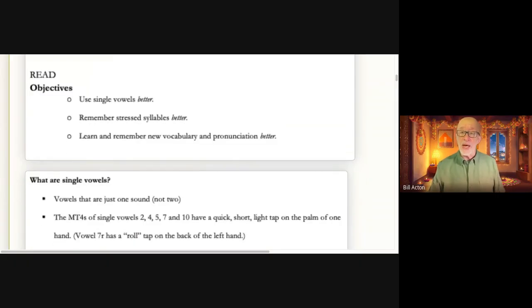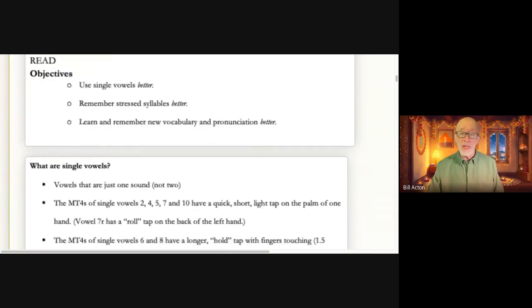Even with the Tai Chi, remember, that helps you remember where the stressed syllable is in a word. That one too. All of them do that. And then learn to remember new vocabulary.